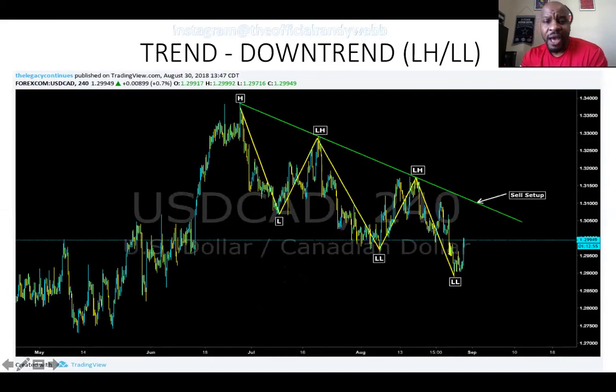Downtrend, same thing. Lower highs, lower lows. If you don't have lower highs or lower lows, you're not in a downtrend. And if you can just understand this, you are going to become a very effective trader, and you're going to have very good decision points, no matter if you're scalping the market, swing trading the market, or position trading the market.